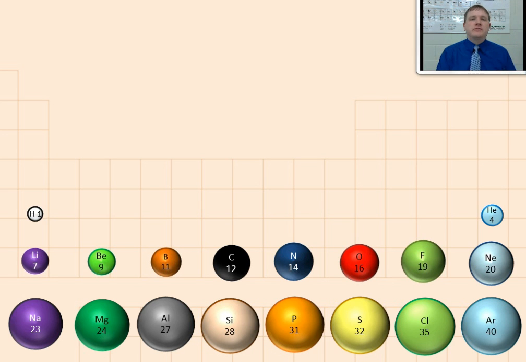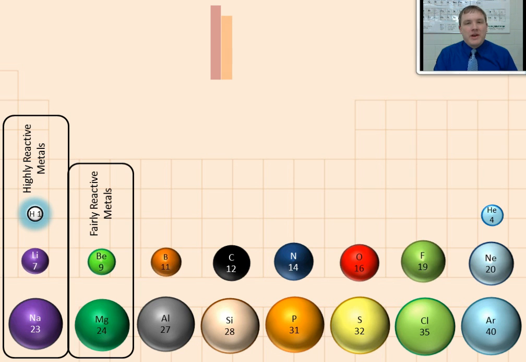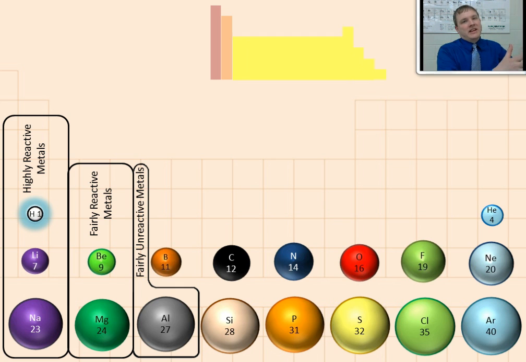Now that Mendeleev had laid out his periodic table of the elements, he can start grouping the elements by their properties. For example, the first column of the periodic table is made of highly reactive metals, except for hydrogen, which is that one weirdo that is a nonmetal but behaves like the highly reactive metals. Then a group of fairly reactive metals. And then metals that are not very reactive at all. Notice that reactivity gets less as you go across the periodic table.